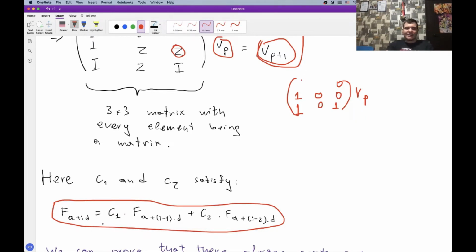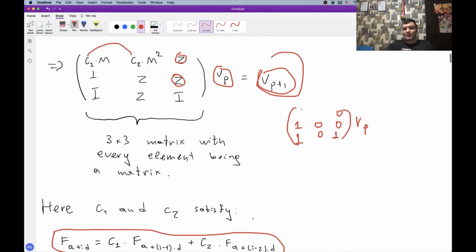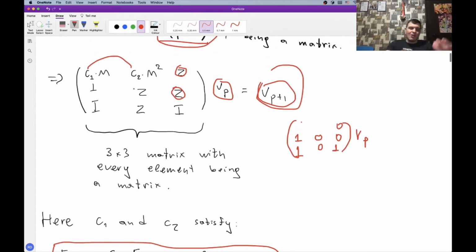In a way, if we find C1 and C2 that satisfy the following equation for all Fibonacci numbers, then we can easily create this matrix, a matrix of matrices. And if we have this matrix of matrices, we can easily compute just the power of this matrix to the nth, and then just compute V of n plus 1.